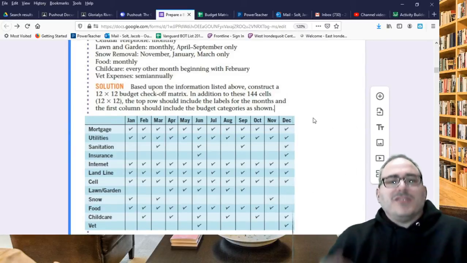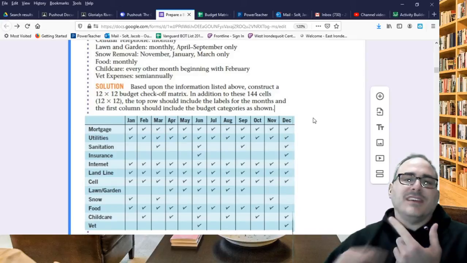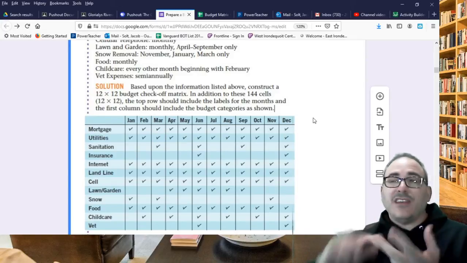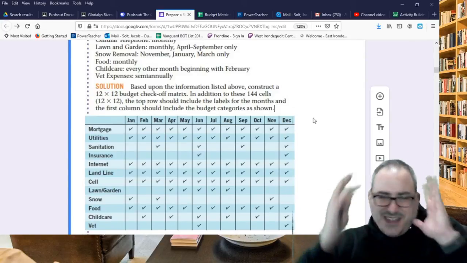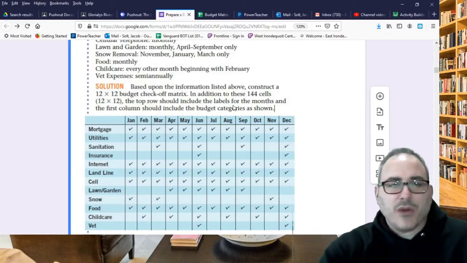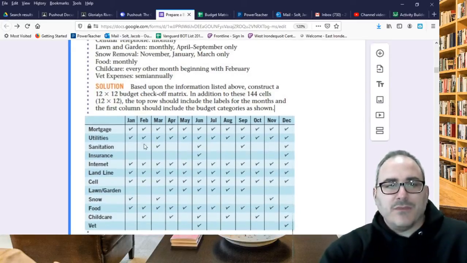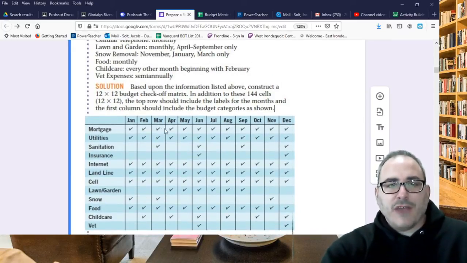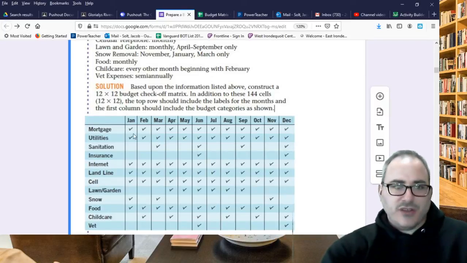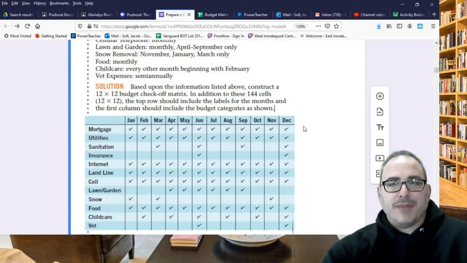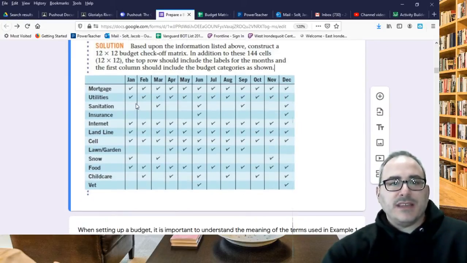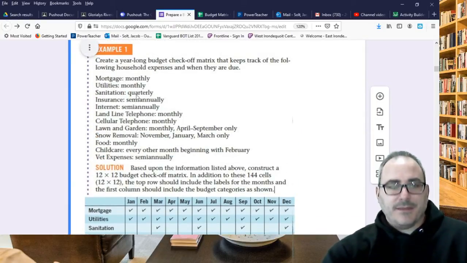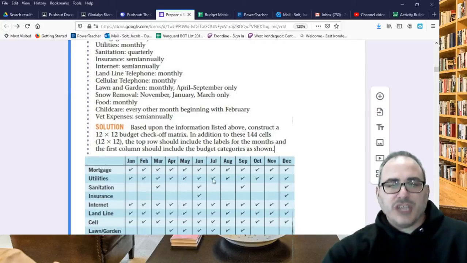I want you to understand what semi-annually is versus like biannually or bi-monthly. I want you to get these ideas in your head. So let's go back to mortgage. Mortgage is monthly, which means we need a little check every month. Every month we pay our mortgage, which means we need a little check for every month because it's monthly. Utilities are paid monthly, which means I need a little check mark for every month. This is easy, right? Monthly, you just mark for every month, right?